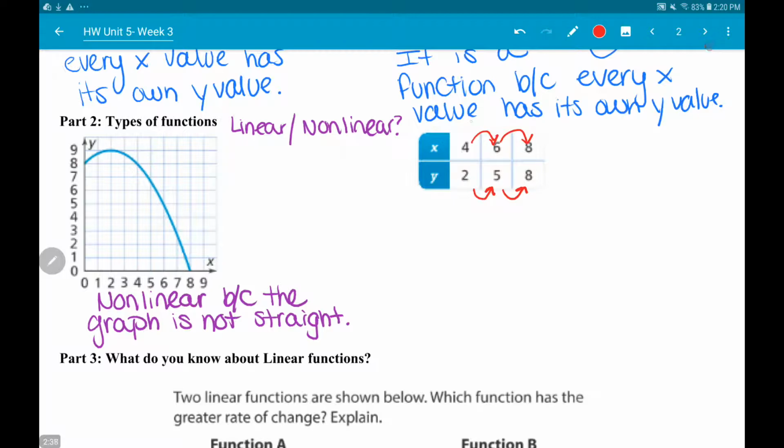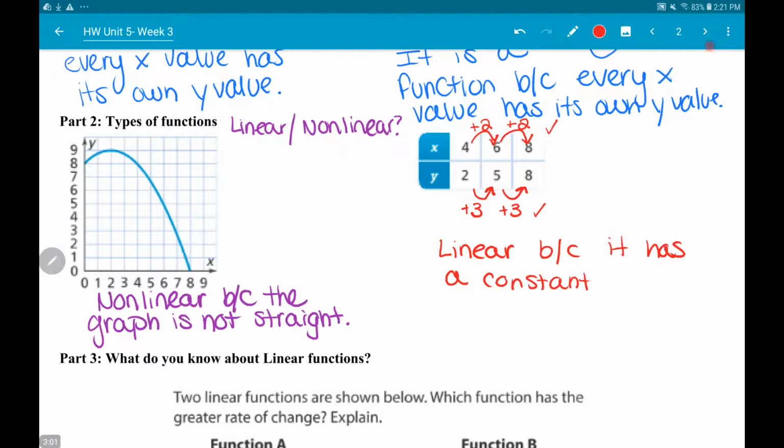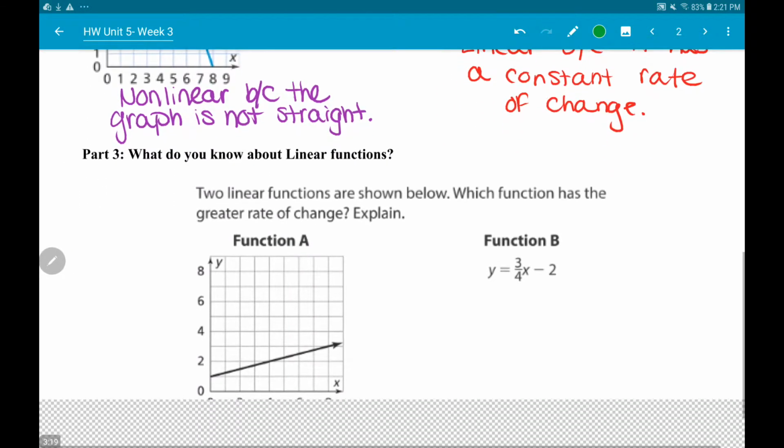So when I go from 4 to 6, that's adding by 2. 6 to 8, that's also adding by 2. So my x values are the same, so that checks off. I also need to check my y's. Those are also the same, so that checks off. So that means this is linear because it has a constant rate of change. So if any of these numbers were different, then it would be nonlinear because it doesn't have a constant rate of change. Okay?